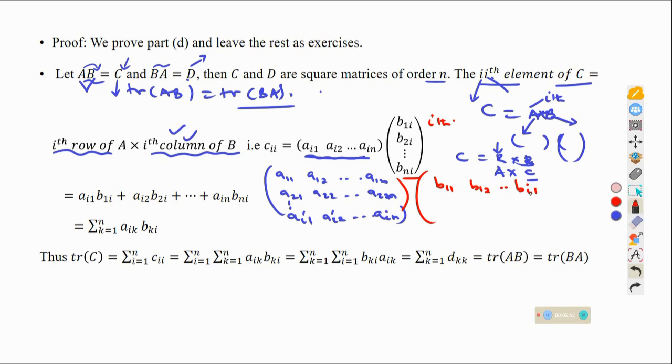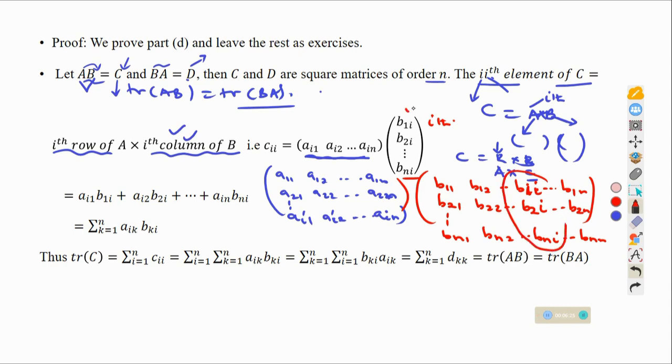So that is the B1i. The next will be up to B1n. So you have that. This is B21, B22 up to B2n. We are considering the ith column. So that is B2i up to B2n. The same continues, Bn1, Bn2, Bni up to Bnn. So you are extracting out this column here. That is the column we are having.